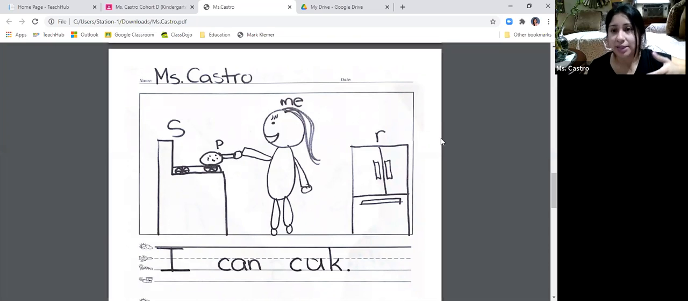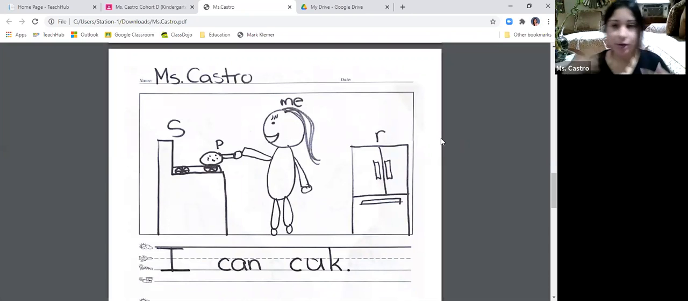I know when I had kids in the classroom, I used to give them the Pictionary books. It's like the dictionary, but Pictionary has pictures. So they learned how to look for words in a Pictionary. If you happen to have a Pictionary book, that would be great too. You can use that resource.